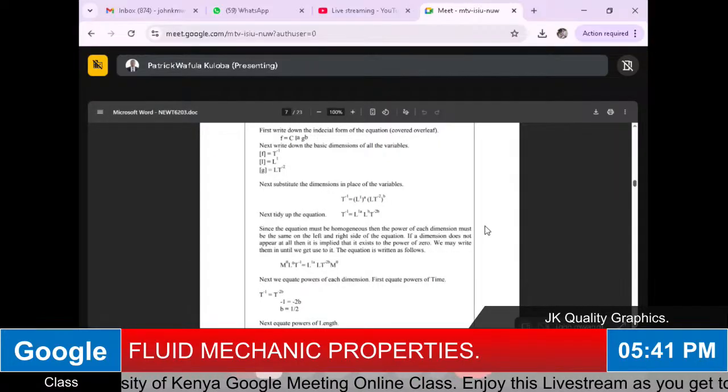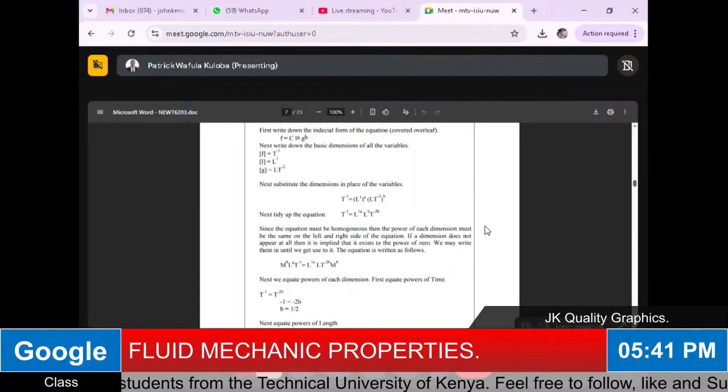Expand the equation, so the equation will become T raised to minus 1 is equal to L raised to A, and then there's also another L raised to B, and there is T raised to minus 2B. Then we can write this statement, equating the like terms of the equation on the left hand side with that of the right hand side.